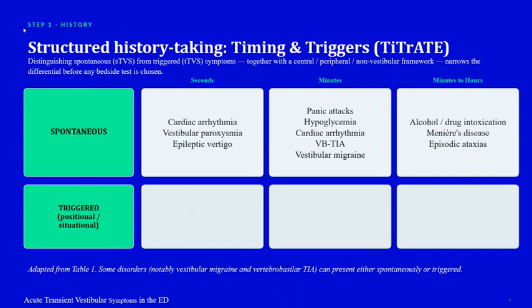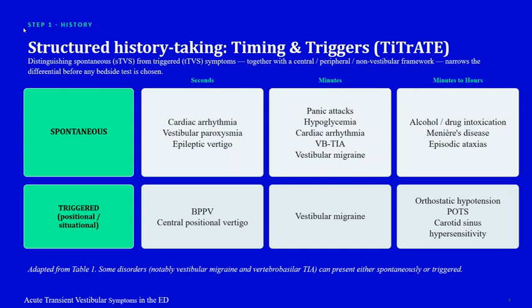The triggered positional syndromes lasting seconds are BPPV and central positional vertigo. Vestibular migraine can also last for seconds. It could be a positional syndrome. And orthostatic hypotension, postural orthostatic tachycardia syndrome, and carotid sinus hypersensitivity. This is adapted from Table 1 of the publication we are discussing.